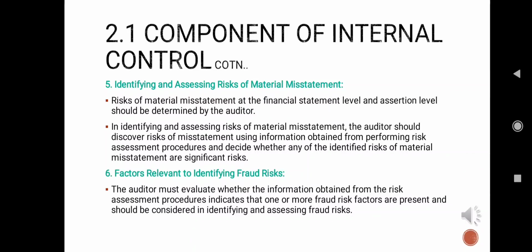Number 5, identifying and assessing risk of material misstatement. Risk of material misstatement at the financial statement level and assertion level should be determined by the auditor. In identifying and assessing risk of material misstatement, the auditor should discover risk of misstatement using information obtained from performing risk assessment procedures, and decide whether any of the identified risks of material misstatement are significant risks.